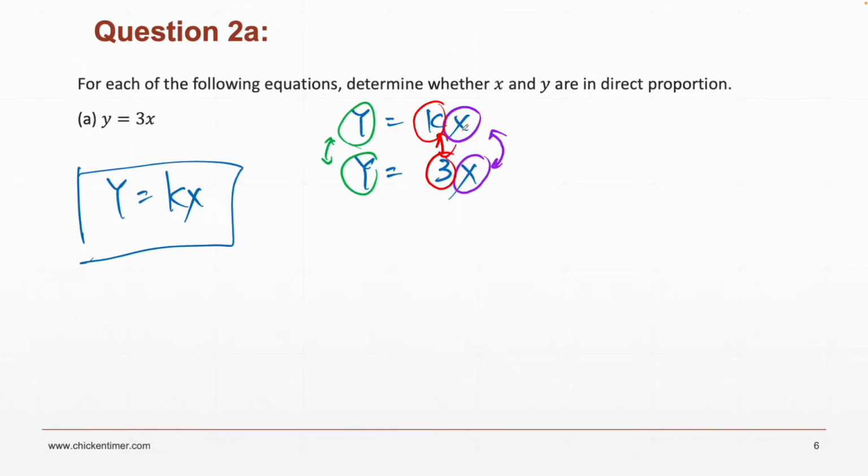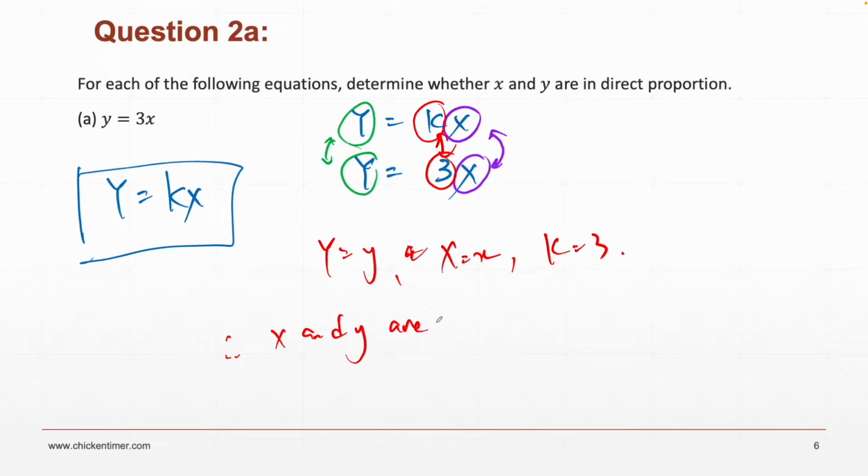So that means y equals 3x follows the y equals kx format. So your y is to y, then your x is corresponding to x, and then you have k corresponding to 3. Therefore, you can say that x and y are in direct proportion.